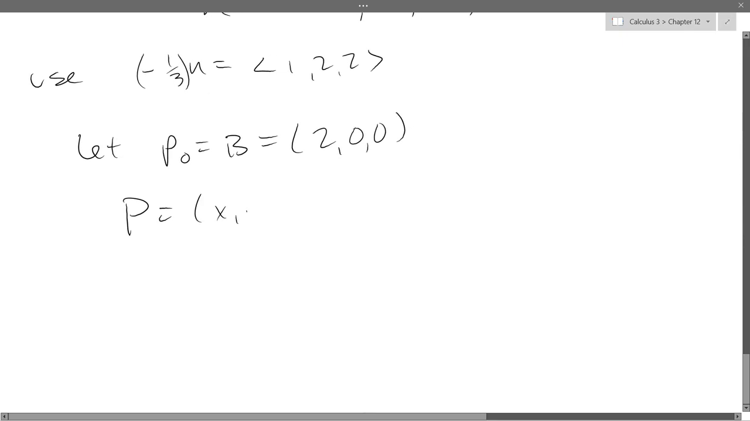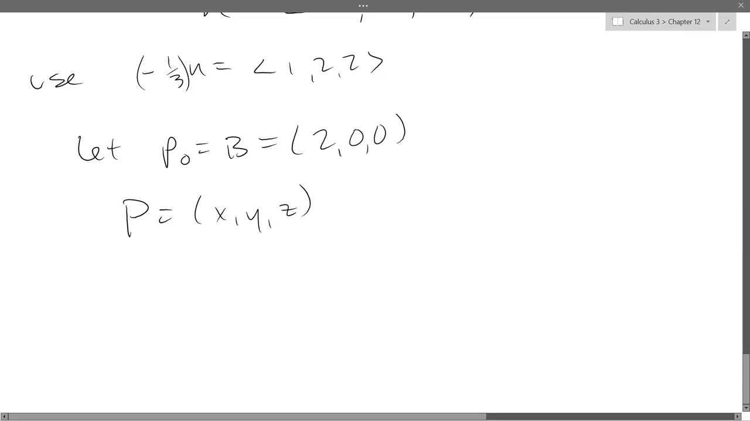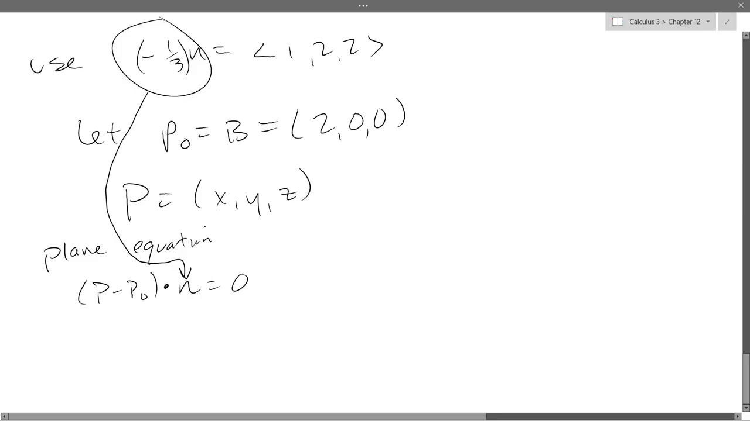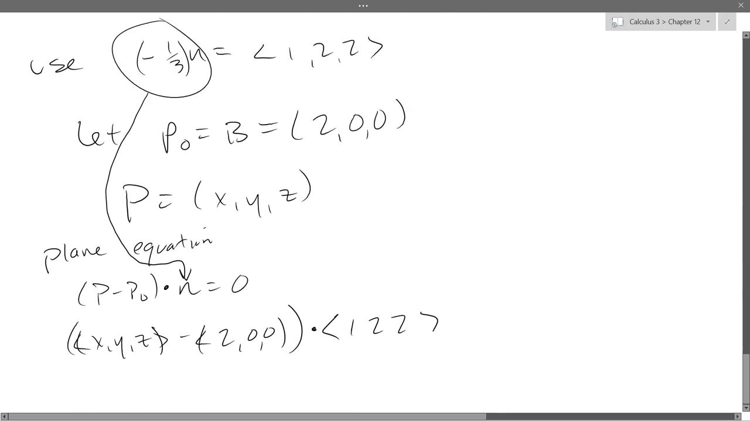So we don't know anything about P other than it has three coordinates, so we're just going to write it as x, y, z. So our plane equation. And the n I'm going to choose, I'm actually going to use our nice scalar multiple of n, so the numbers are a little bit smaller. We're going to use that version right there. I can use any multiple of it, so I'll just use the easiest one I could think of. All right, P minus P0, so that is the point x, y, z minus the point 2, 0, 0, dot the vector n, which is 1, 2, 2. And of course, that equals 0.